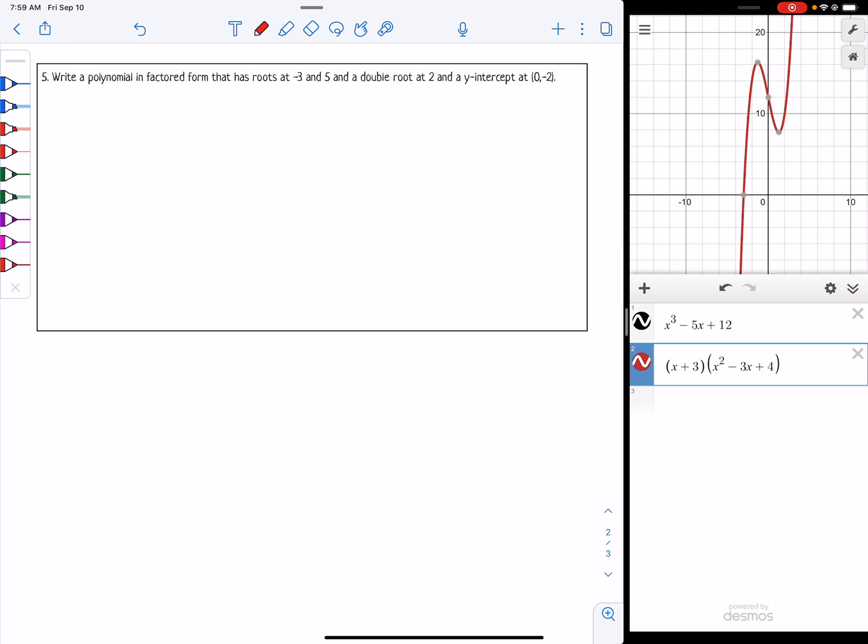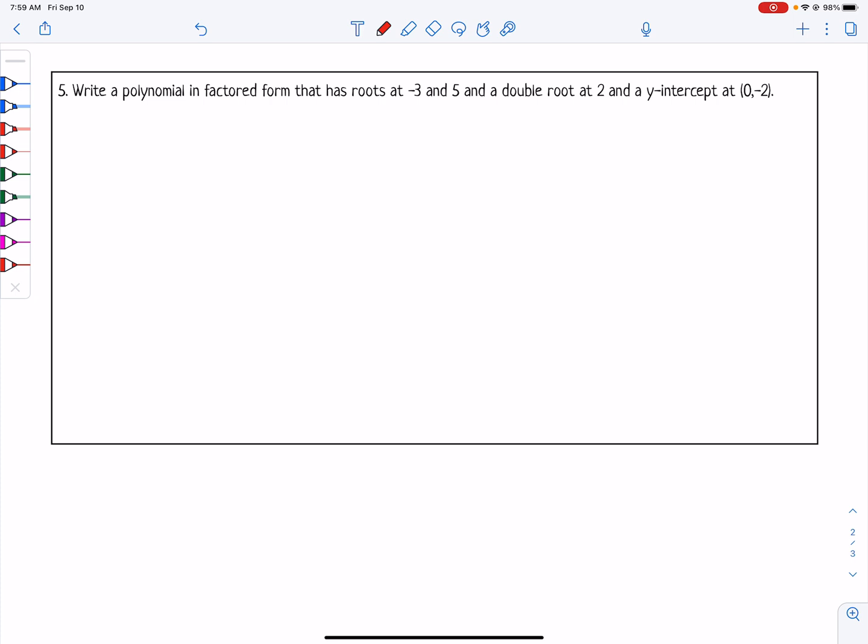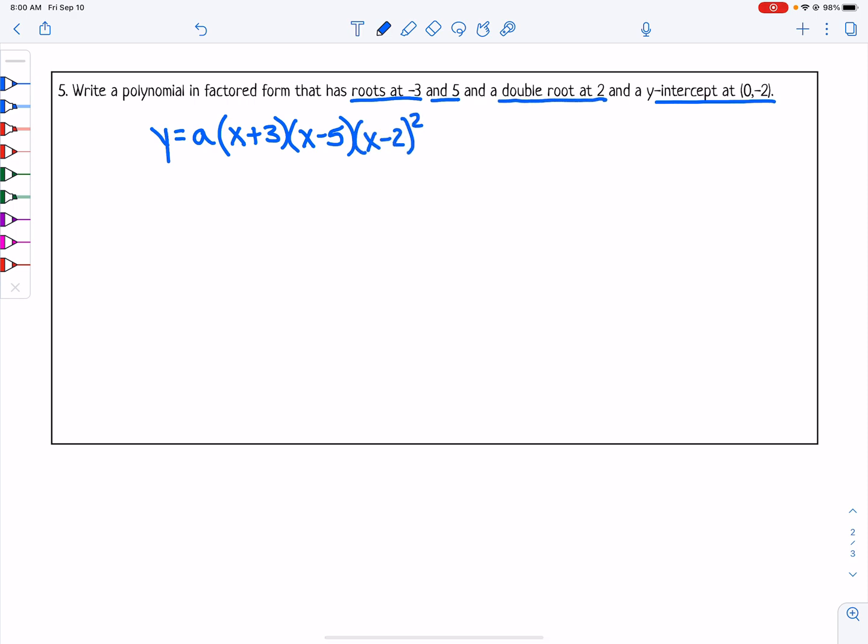Number 5 says write a polynomial in factored form that has roots negative 3 and 5 and a double root at 2 and a y-intercept of (0, negative 2). So let's write out factored form: y equals, we're given the y-intercept, so we have enough information to find a. So put a out front, and then let's use our roots to write the factors. If we have a root at negative 3, our factor is x plus 3. We have a root at 5, so our factor is x minus 5. Remember to change the sign. Then we have a double root at 2, so that would be x minus 2 squared.